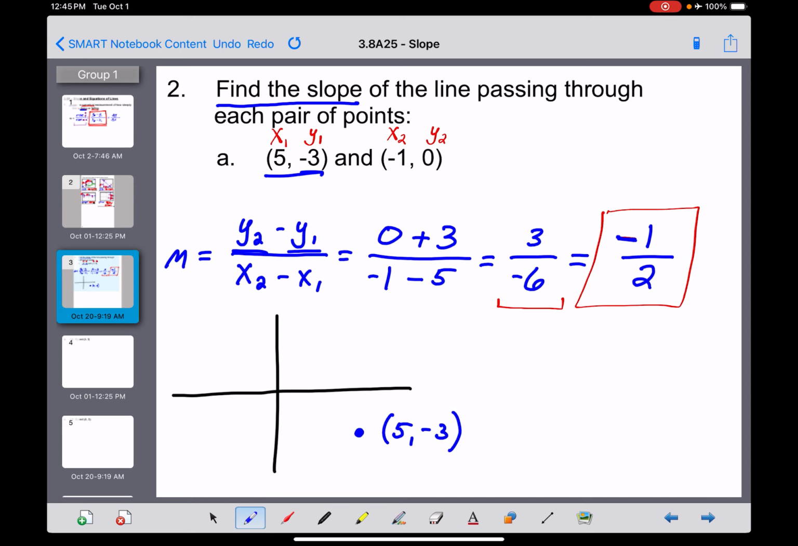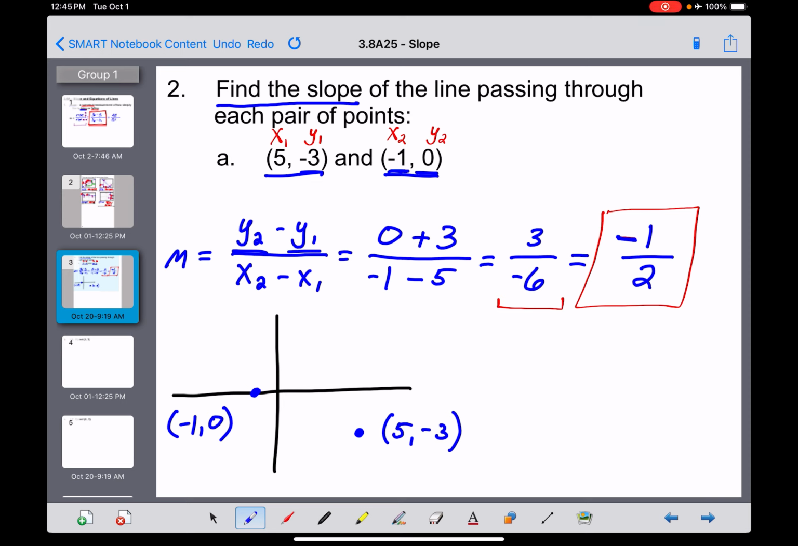You'll notice, guys, I'm not using a real grid here. I'm not counting things off. I just want it to be close. The second ordered pair, -1, 0. So for that, we start at the origin, we go 1 unit left, and then we don't move up or down at all. So that point is going to be located right about here, and that's -1, 0.